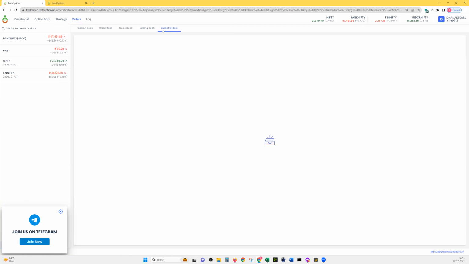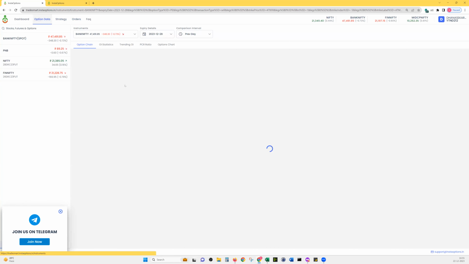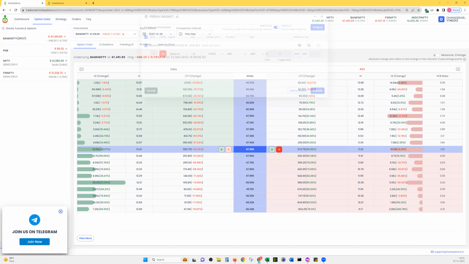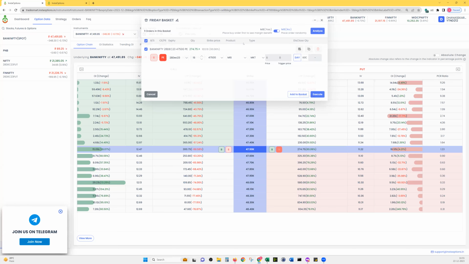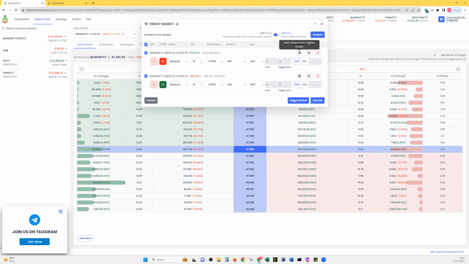So what is this basket order all about? Say you want to put on a short straddle the next day. You do your analysis in the night, then you can just click on add to basket.